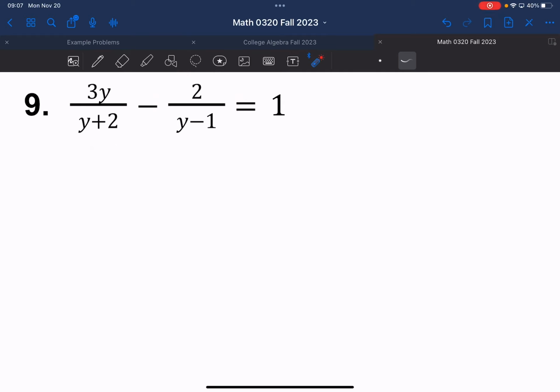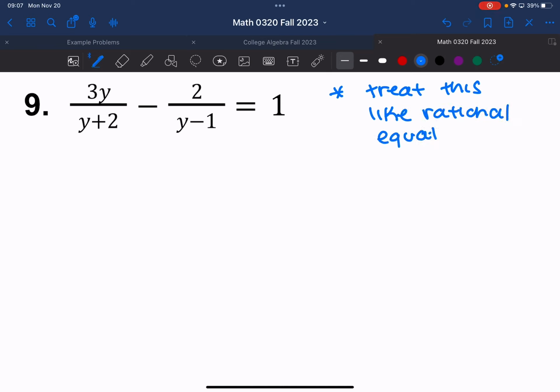So for these ones, we're going to first treat this like it is a rational equation. And remember, rational equations mean that we need to get a fraction equal to another fraction. Okay? So we're going to treat this like rational equations. So we need a fraction equal to another fraction.